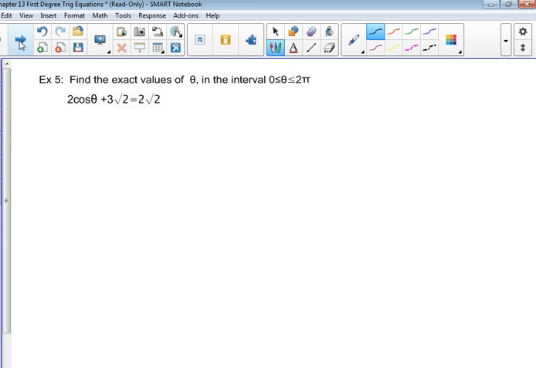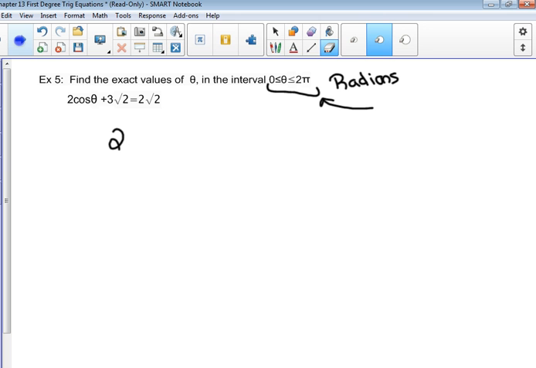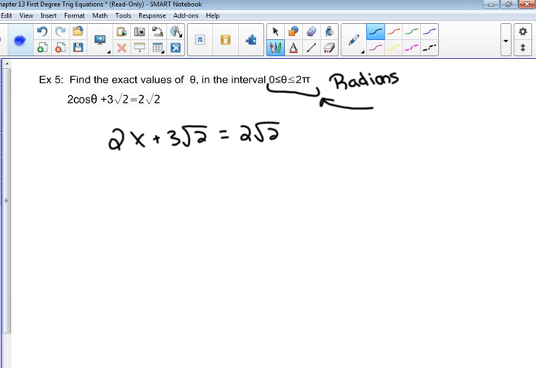Okay. All right. So let's see. Find the exact value of theta in our interval. Now look at this part. This is kind of weird. We haven't seen this yet. What does that mean? Radian mode. Yes. Good job. So we need to make sure that we're putting things in radians if our interval is given in radians. So let's start with actually figuring this out. We'll change this into an x. 2x plus 3 radical 2 equals 3 radical 2. Okay. All right. So are we minusing 3 radical 2?